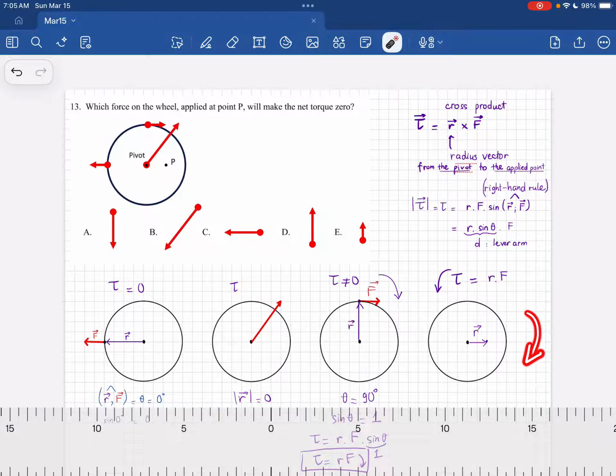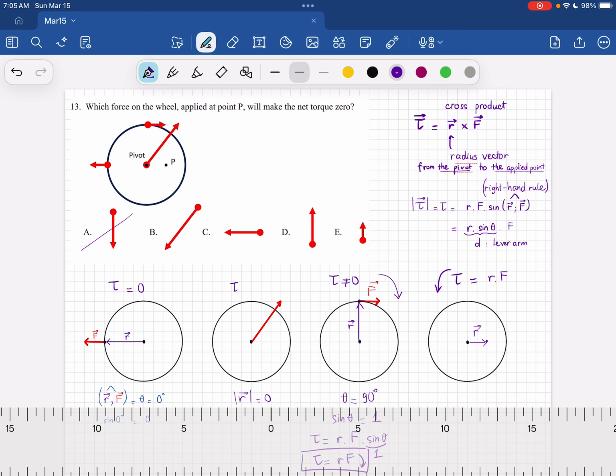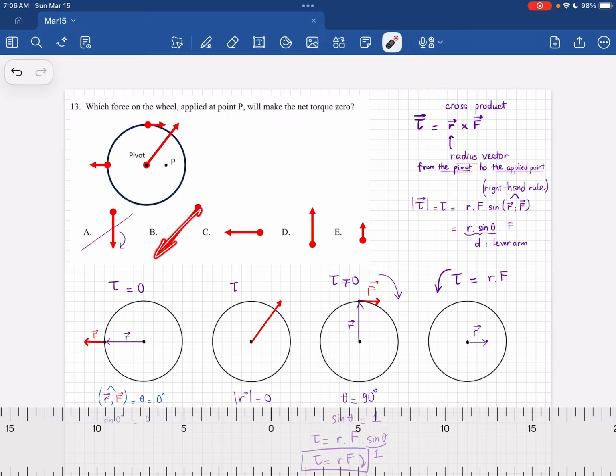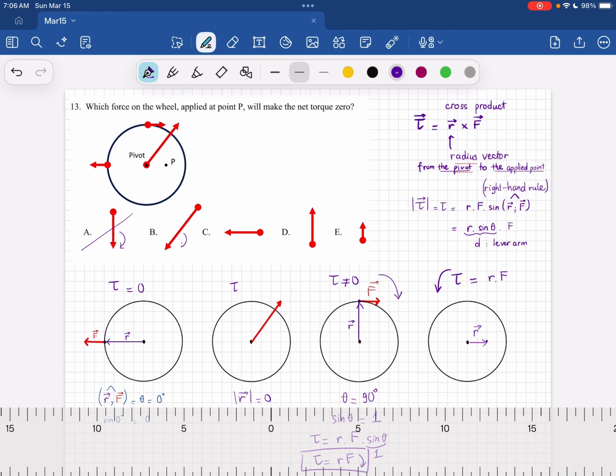clockwise effect. So that's not A. We don't go with A because it has a clockwise rotational effect. Again, with B it is also in this direction. If we have the F in this direction, you can see this is the vector R in this direction. Rotating from this to this, the smaller angle is also a clockwise effect. So we don't go with B either.